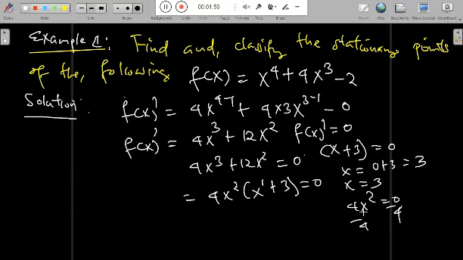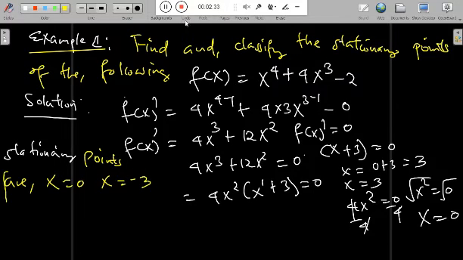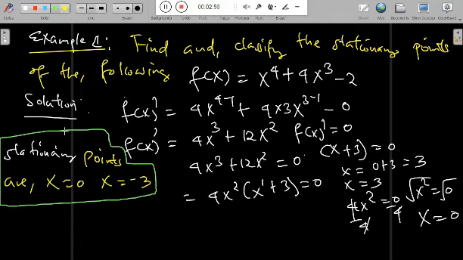So we equate the first derivative to 0 and solve for the values of x. We factor out 4x^2, then solve for x. The stationary points of the function are x = 0 and also x = -3.